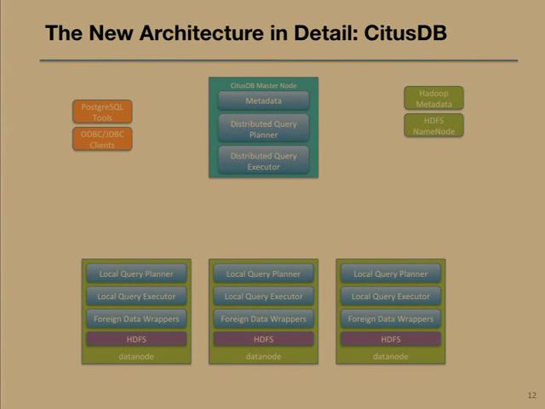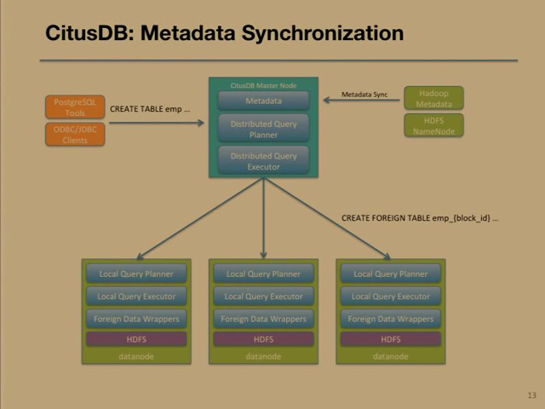In terms of the changes we've made, on the master node it's more or less stock PostgreSQL with the addition of our distributed query compiler and execution engine. And then on each one of the HDFS data nodes, we co-locate what is in effect a stock copy of PostgreSQL, along with a foreign data wrapper that we've written that allows us to read from HDFS. So I wanted to go into a little more detail about how this works by giving an example of how a query is executed.